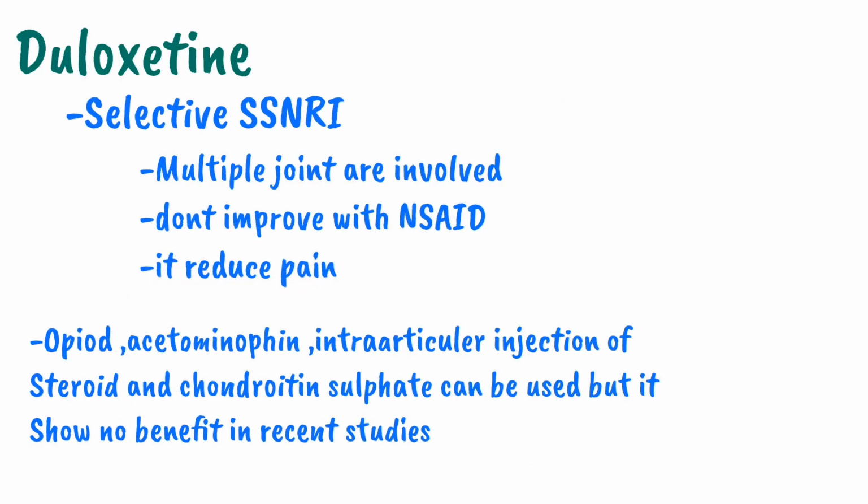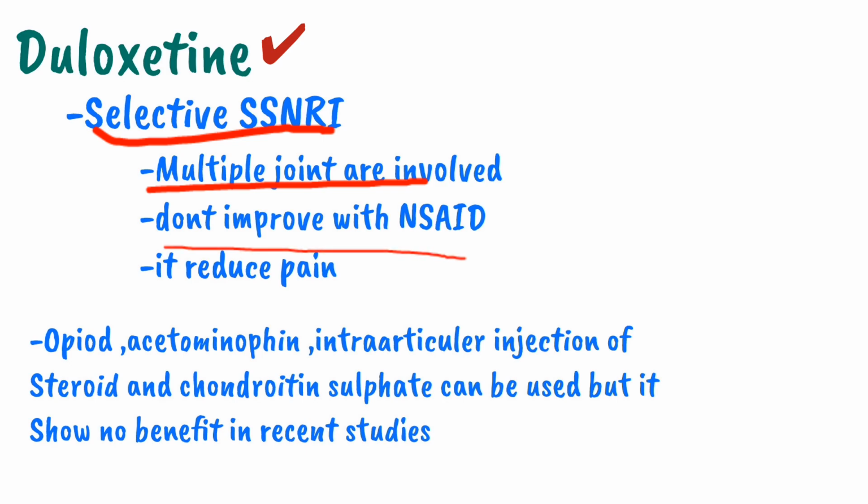The third medical option is duloxetine. It is a selective serotonin and norepinephrine reuptake inhibitor. It is used when multiple joints are involved and the pain does not improve with NSAIDs. Other drugs such as opioids, acetaminophen, intraarticular injection of steroids, and chondroitin sulfate can be used, but they have shown no benefit in recent studies.